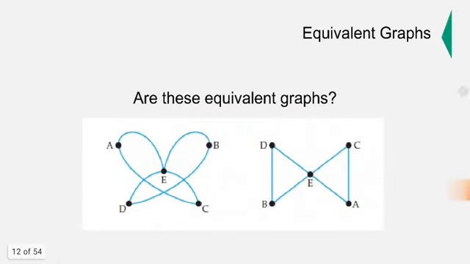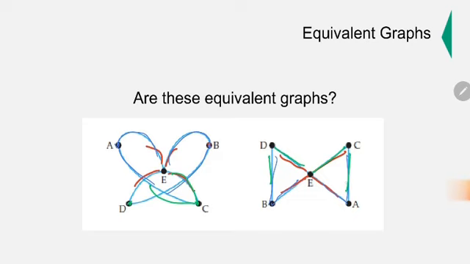Are these equivalent graphs? So let's take a look at the first one first. It's connected with B, A, D, and C. Is C connected to D, A, and B? That's correct. B should be connected with E and D. A should be connected with E and C. D should be connected with E and B. C with E and A. Okay. So those are definitely equivalent graphs.